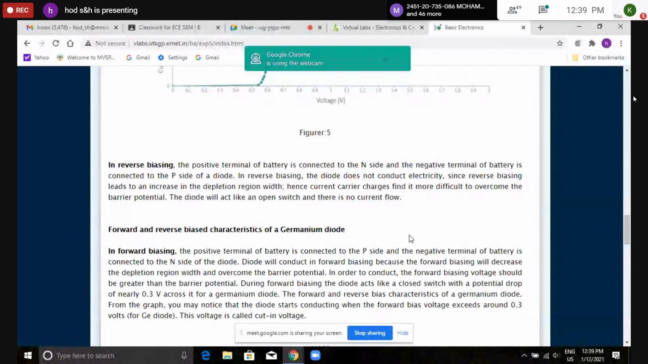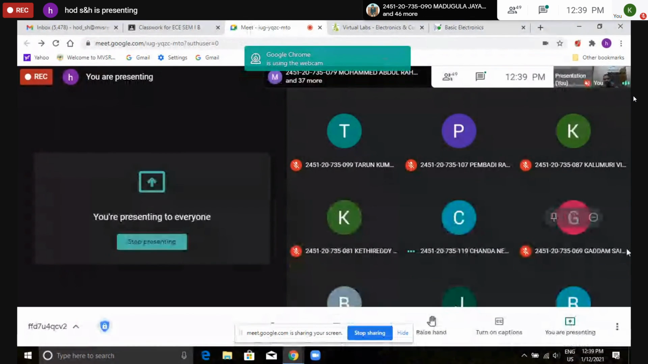That I'll explain, and you try this, and you should take the readings in the next class. Like the previous experiment, you have to take the calculations and plot the graph. Finally, you can calculate the resistance in the forward bias and reverse bias. This you have to do in today's experiment. Is it clear?